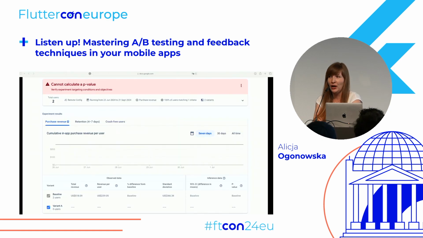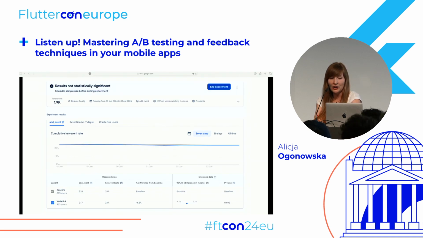And now I'll show you how the dashboard looks like. So this is how the dashboard looks like for an app that I created for the stock. And I was the only one clicking it, and Firebase couldn't even calculate p-value. So it's not very useful. I wasn't able to collect any meaningful data. And I also have an example from a real world app where the test is still running. And even though 2,000 users were involved, the results are still not statistically significant. So the test is still ongoing.